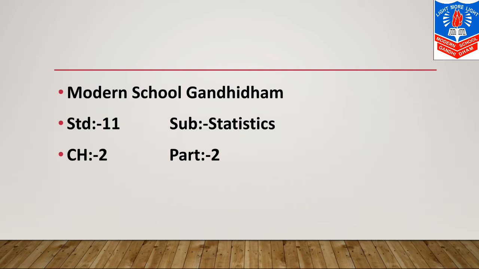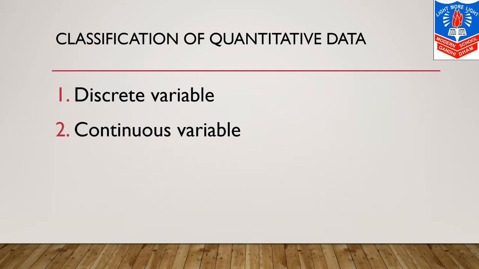Yes, we will continue with chapter number 2. Today our first topic is classification of quantitative data. There are two types of quantitative variable. The first one is discrete variable and the second one is continuous variable. Classification of discrete variable is called discrete frequency distribution and classification of continuous variable is called continuous frequency distribution.